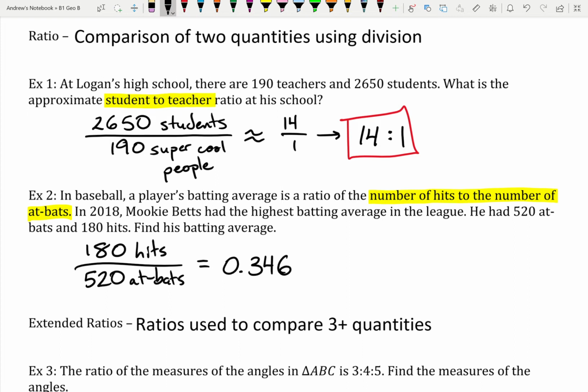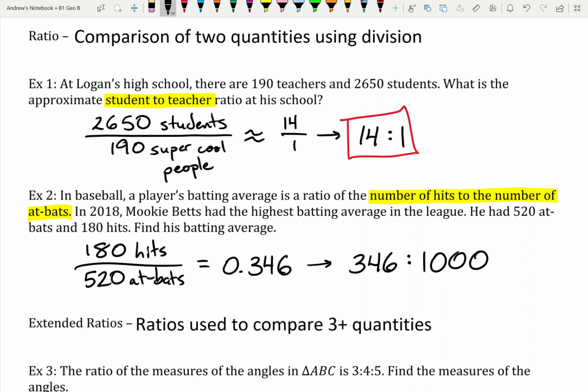So this is telling me that his batting average is 0.346. This is another way we can represent a ratio, with a decimal. If I wanted to convert this into a ratio, I could just pretend that I'm moving the decimal place. 0.346 is the same thing as 346 out of 1,000.